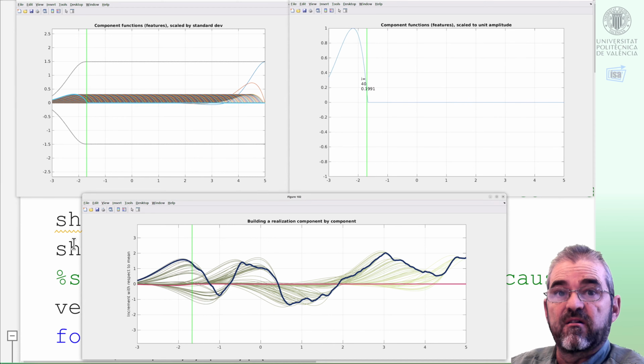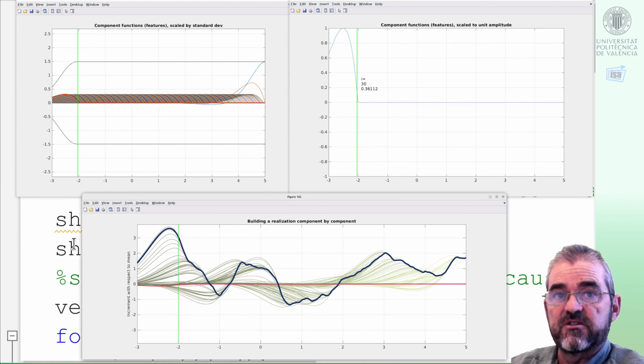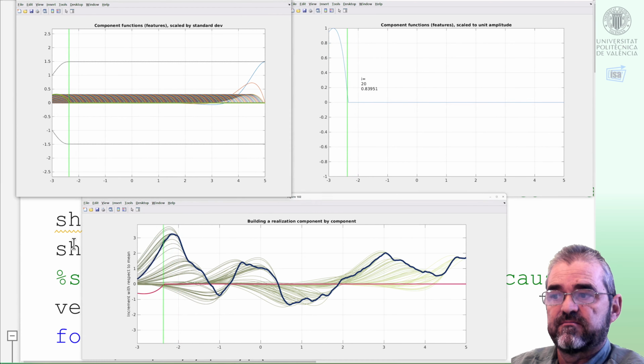So this is the right to left anti-causal construction of a realization of my Gaussian process that appears in the bottom figure.